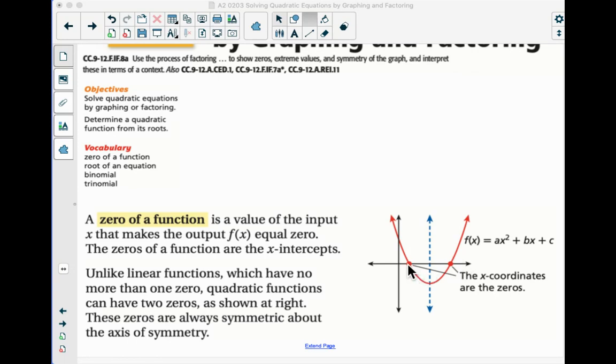Like this coordinate could be 2, 0. So your zero would be 2. Over here it might be 5, 0 or whatever it is. So those would be your zeros. That's what we're looking for here.